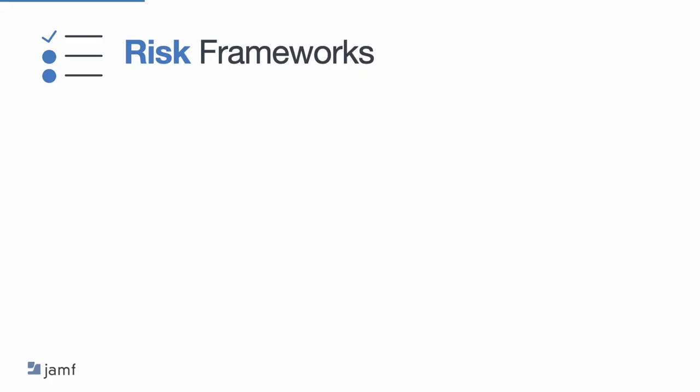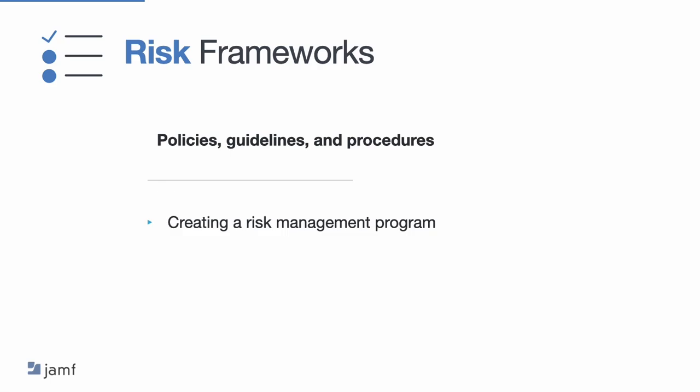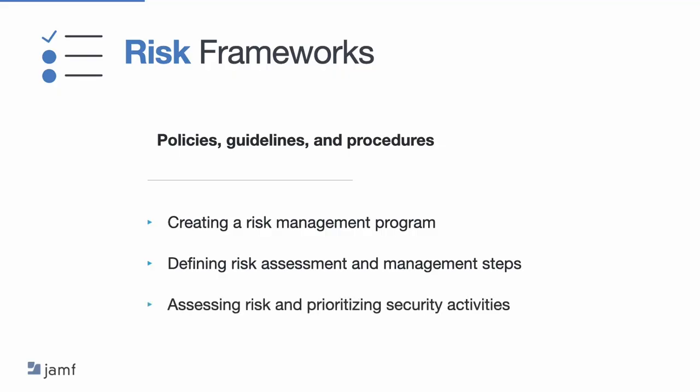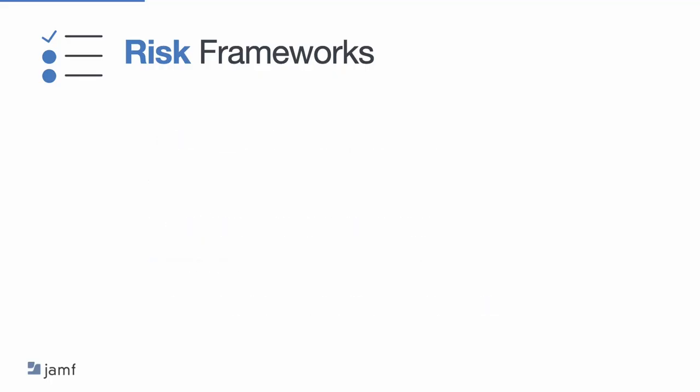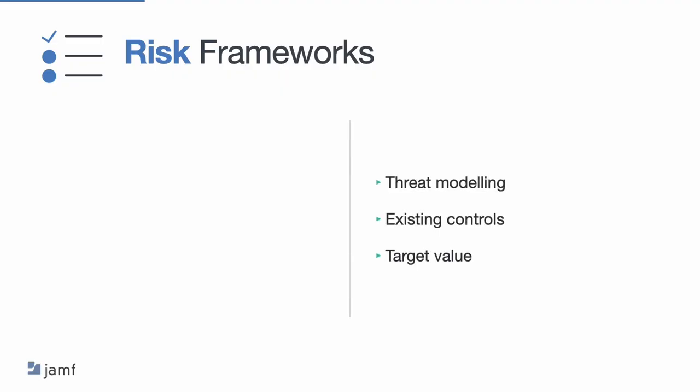Managing security also means managing risk. And so understanding risk enables organizations to really prioritize control implementations and risk frameworks to help establish policies and guidelines and procedures to assess and to manage that risk. And so a risk framework really helps in creating a risk management program, defining that risk assessment and the different management steps that are required, and then assessing risk and prioritizing the security activities that are appropriate to respond. Risk assessments help prioritize framework implementation tasks based on something called threat modeling through existing controls and with target value.